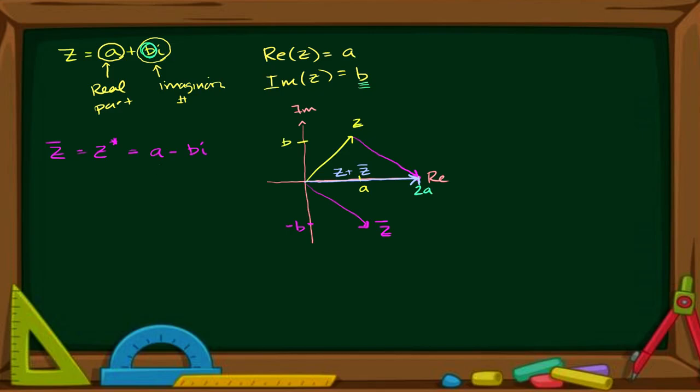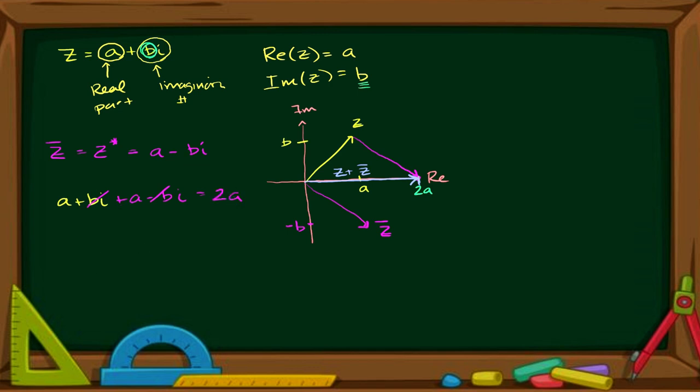And to do that algebraically, if we were to add z, that's a plus bi, and add that to its conjugate, so plus a minus bi, what are we going to get? These two cancel out. We're just going to have 2a.